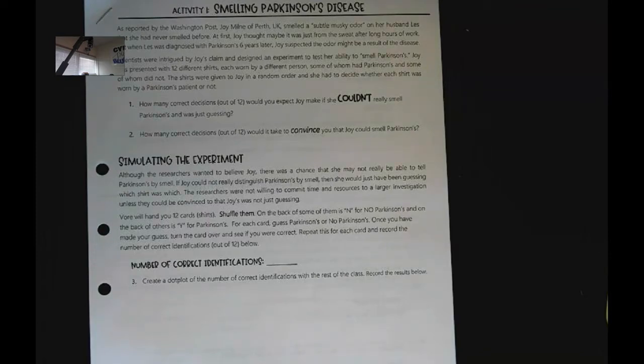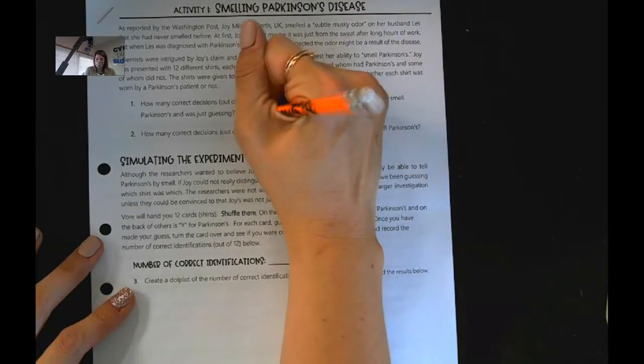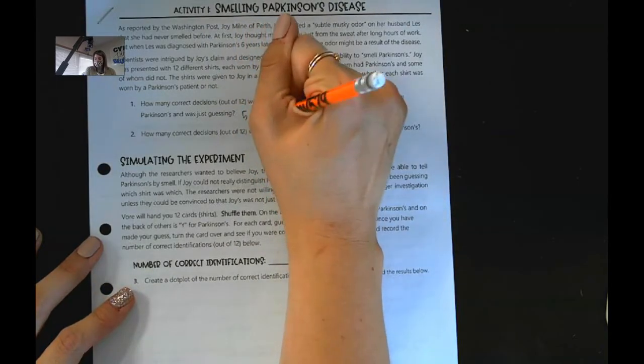So the first question here says, how many correct decisions out of 12 would you expect Joy to make if she couldn't really smell Parkinson's and was just guessing? So how many shirts do you think she got right if she's just guessing? What do you guys think? Like 5? I'm kind of with Allie. I think that if she's guessing out of 12, for me personally, she's going to get about half right. So I'm thinking anywhere like 5, 6, 7.